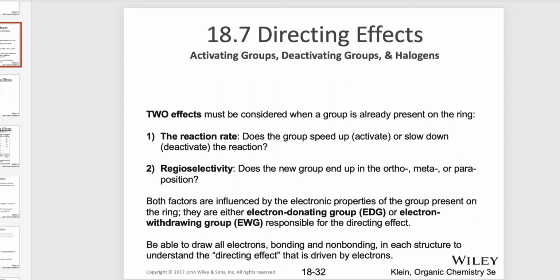We are spending our time now in section 18.7, which is a rather complex section with very important information. First, I'd like to draw some parallels to chapter 16. Remember, chapter 16 talked about pericyclic reactions, including Diels-Alder reactions. And at that time, we were already introduced to electron withdrawing groups and electron donating groups.